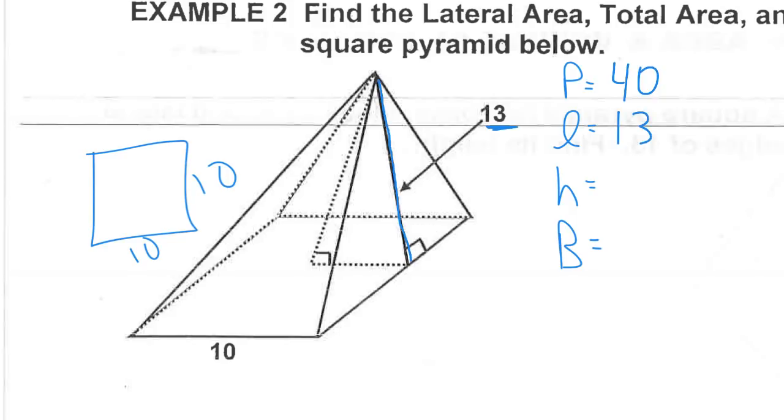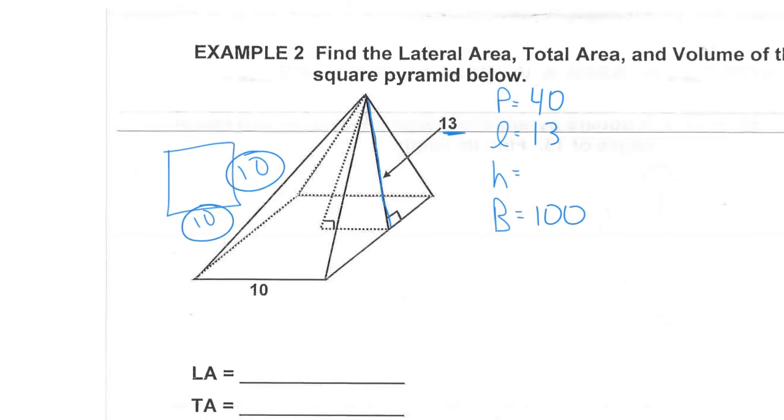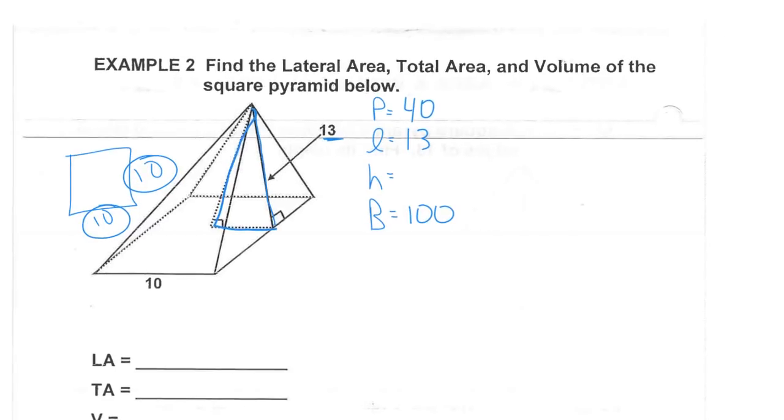What it didn't give me was the height, and I'm going to have to do a little bit of work for that. First, the area of the base. The area of the base in this one is length times width, 10 times 10 gives us 100. But to find the height, we're going to have to use our slice. It's a vertical slice, a right triangle. I'm going to redraw it right here.